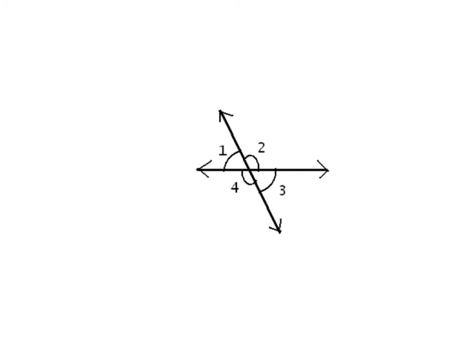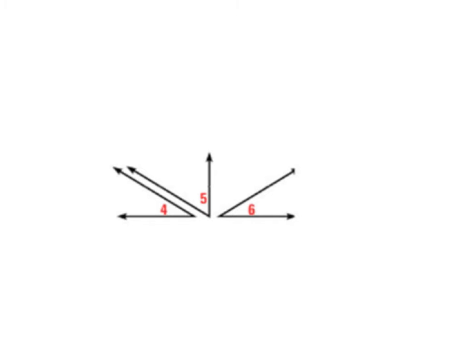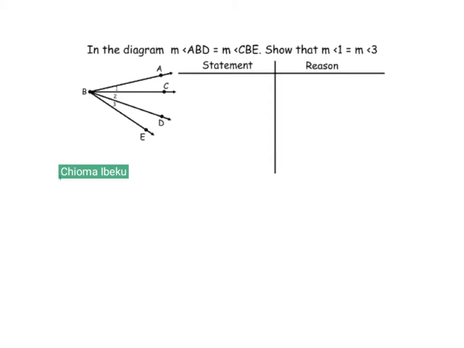So our congruent supplements theorem is if two angles are supplementary to the same angle, which would be 2 in this case, then they are congruent. So the congruent complements theorem is if two angles are complementary to the same angle or to congruent angles, then they are congruent. And here you can see that angles 4 and 6 are complementary to 5, so 4 and 6 would be congruent. So let's do another proof.